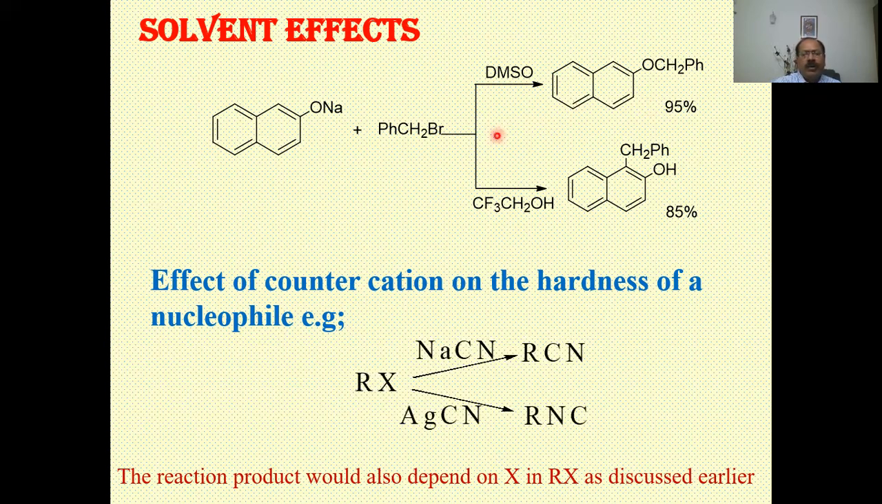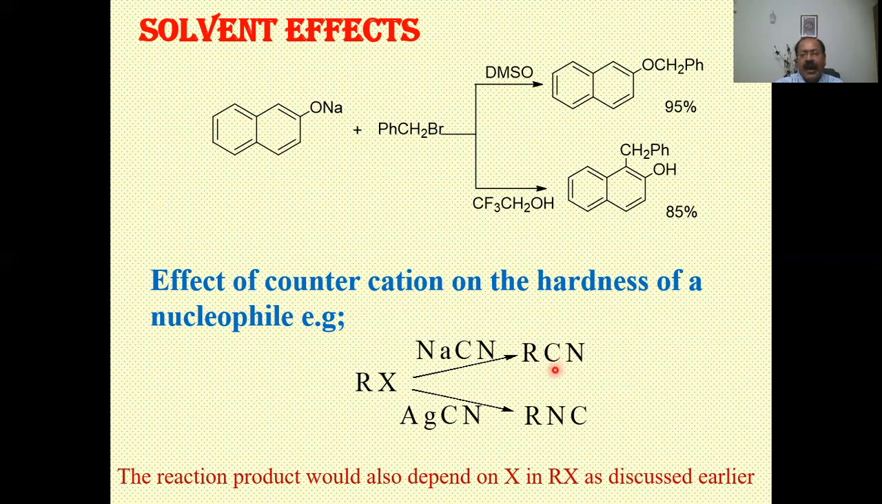Now, let's look at another reaction, which again I think we studied in school stage. An alkyl halide, when treated with sodium cyanide, gives a nitrile, whereas with silver cyanide, it gives an isonitrile. Here, change of the cation is changing the product. We also saw in case of ethyl acetoacetate, by changing the cation, there was a change from O alkylation to C alkylation. Now, what happens therefore?